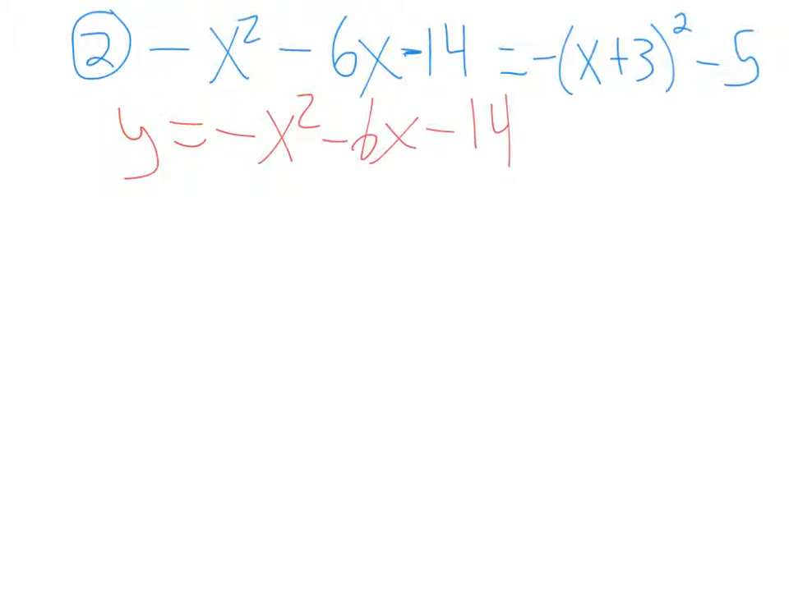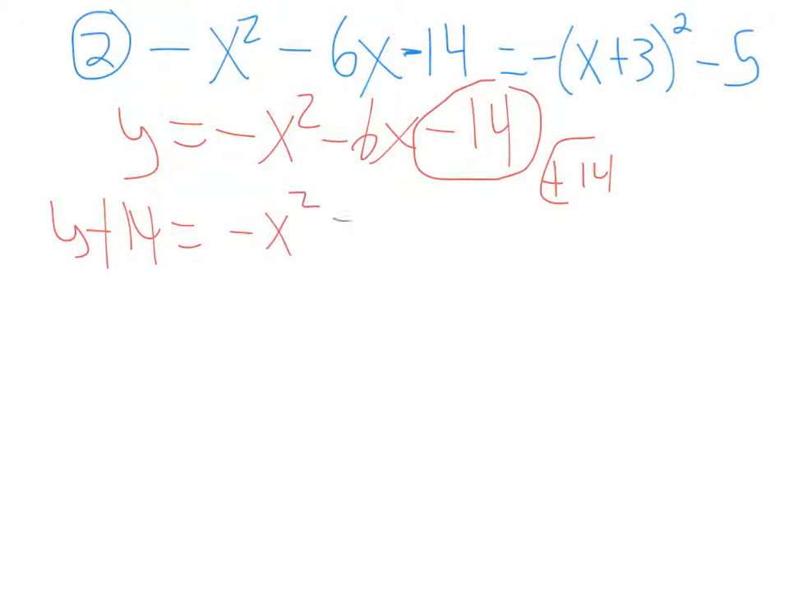When I'm completing the square, I want to get rid of all the constants on the right side. So what I'm going to start by doing is adding 14 to both sides. Y plus 14 equals negative x squared minus 6x.